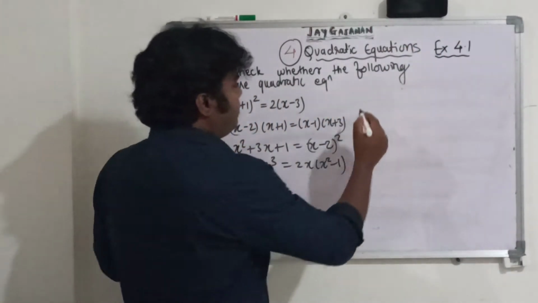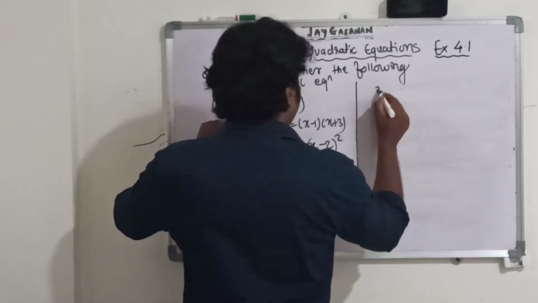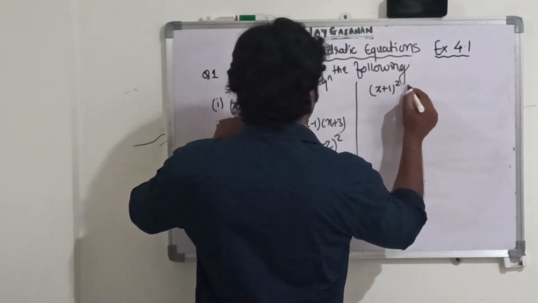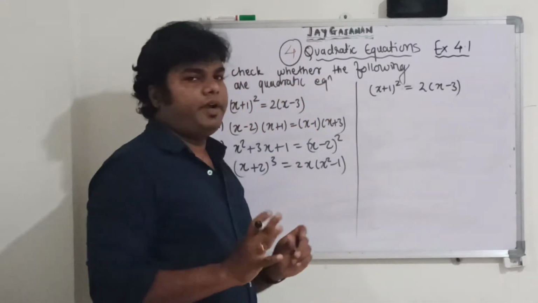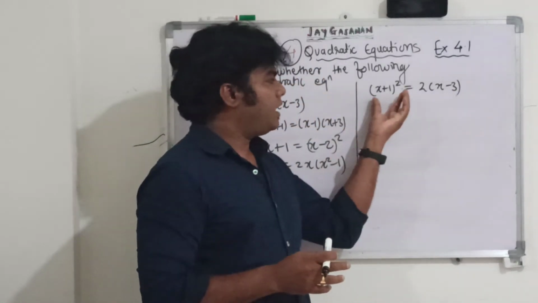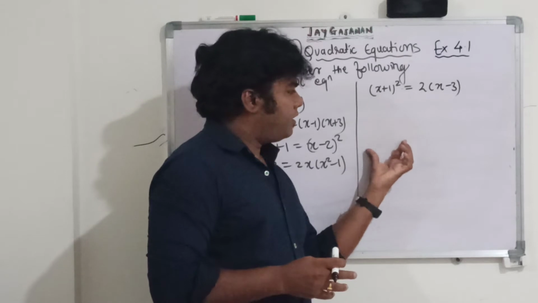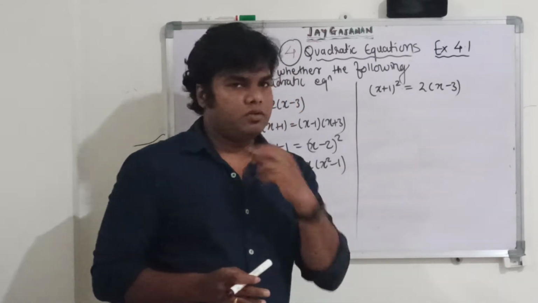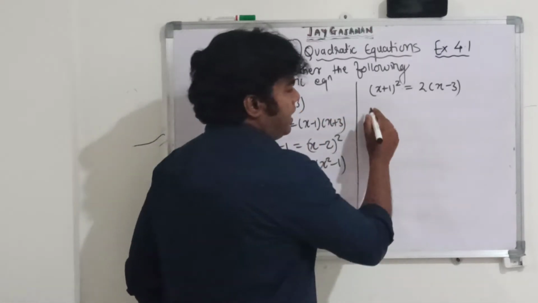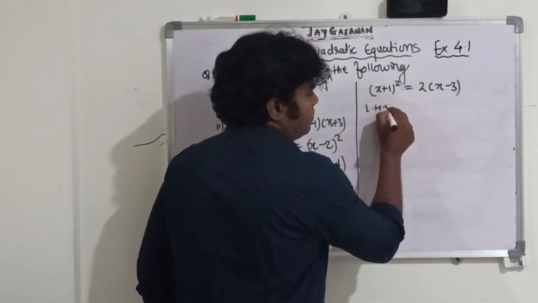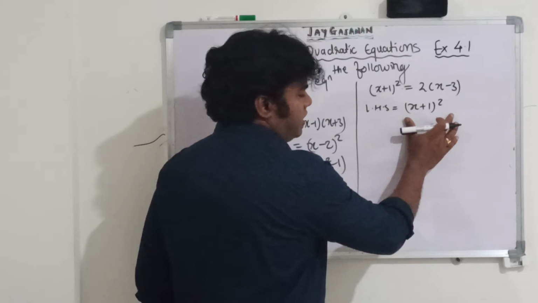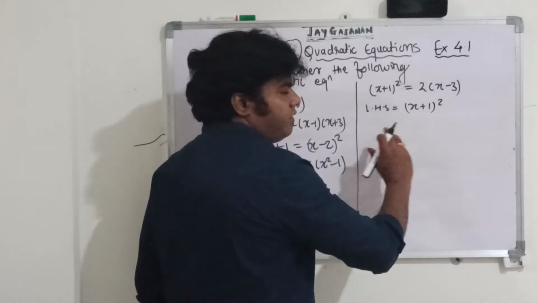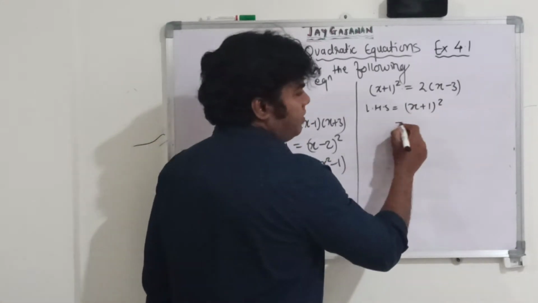So the very first one is x plus 1 whole square is equal to 2x minus 3. Correct? You can solve it in any way, like directly, LHS here and RHS here, or you can take them separately. For example, LHS is equal to x plus 1 whole square. So we will solve this first and then we'll solve RHS and then we'll match that. So LHS will be x plus 1 whole square.